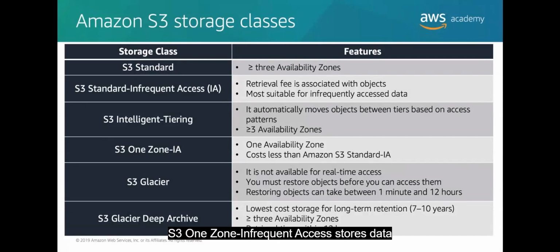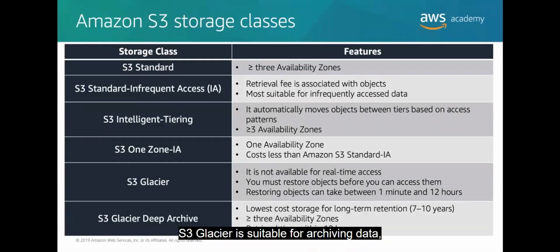S3 One Zone Infrequent Access stores data in a single availability zone and costs less than S3 Standard Infrequent Access. S3 One Zone Infrequent Access works well for customers who want a lower cost option for infrequently accessed data, but do not require the availability and resilience of S3 Standard or S3 Standard Infrequent Access.